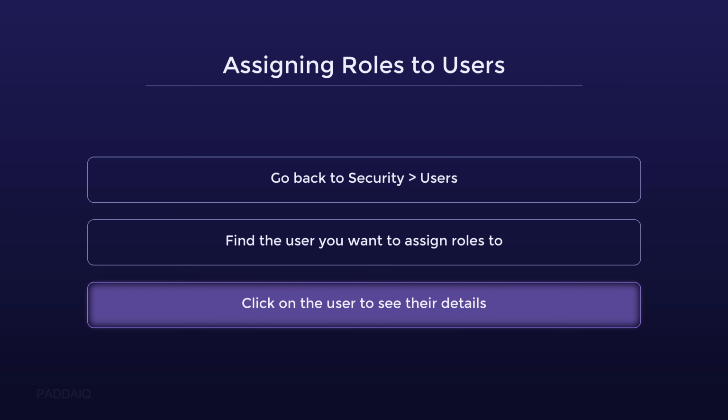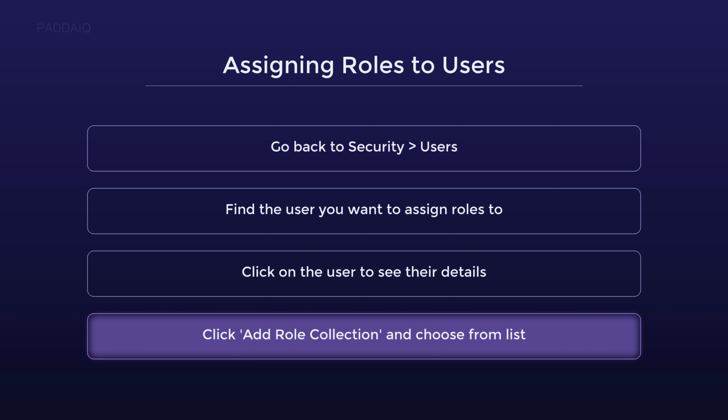Click on the user to see their details. This means selecting a specific user to view their profile and current permissions. For example, if you need to check what access Maria has before adding new roles, you would click her name first. This step ensures you always make informed role assignments based on accurate user information.